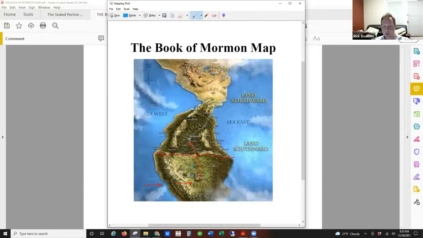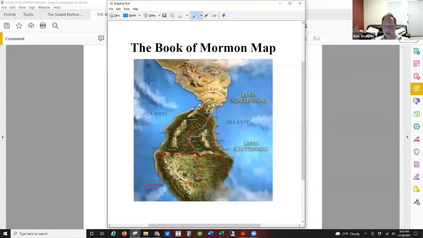So we have Zarahemla up here, Bountiful up north a little bit. Then up here we have the land of desolation, which is where the Jaredites were. And the landmark that separated the Jaredites from the Nephites was what Mormon called a narrow neck of land. And that's represented here.